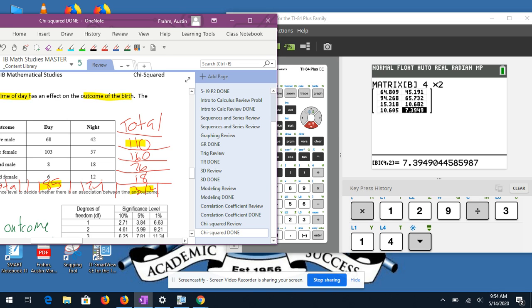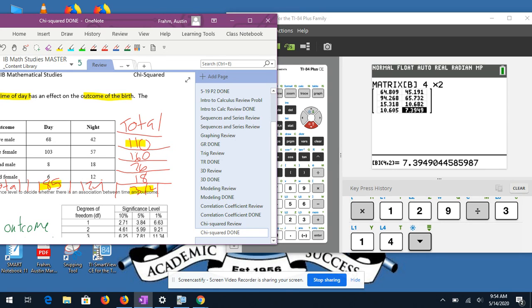All right, so we are continuing with example 3, trying to figure out if there's an association between the time and outcome of the birth of a horse. Where we left off, we were filling out matrix B, which has the expected frequencies, where we do the row total times the column total divided by sample size.